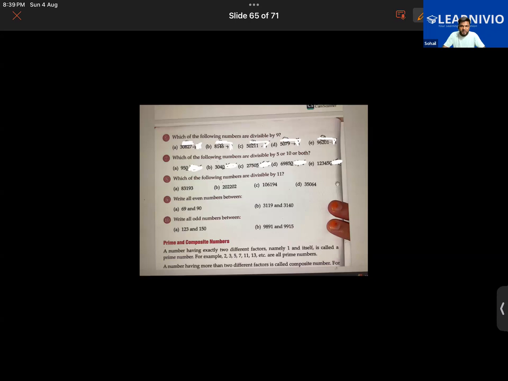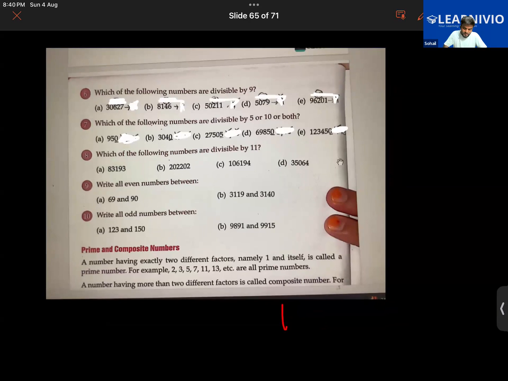Which of them is divisible by 9? Yes, Habib. What is the divisibility rule for the number 9? First of all, state that. Wait.